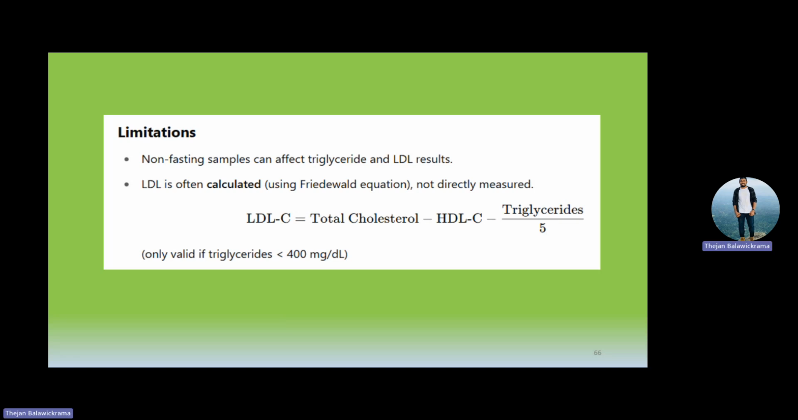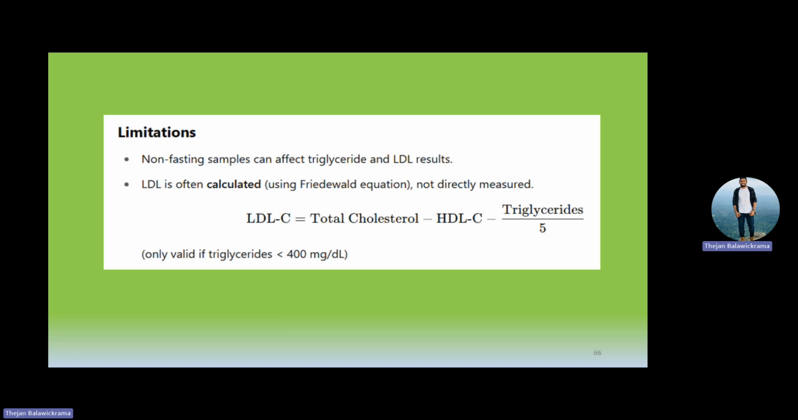What are the boundaries in this cholesterol test? Well, if we take a non-fasting sample, right? If it's a non-fasting sample, then that can affect the triglyceride level and the LDL, the low density lipoprotein level.